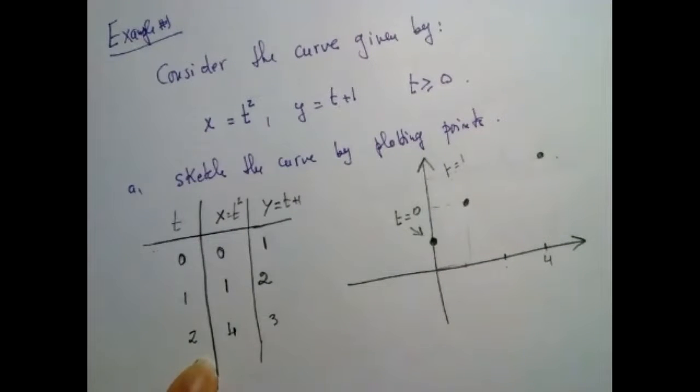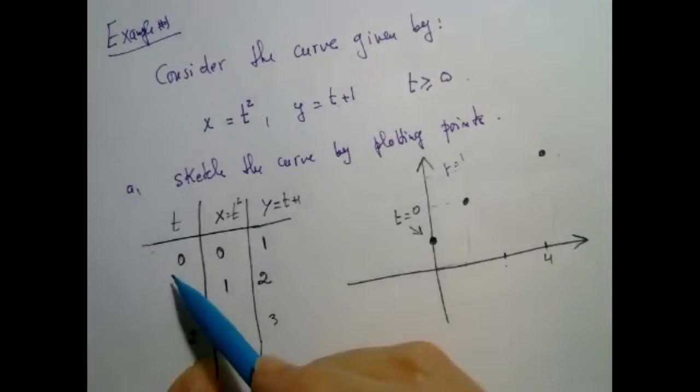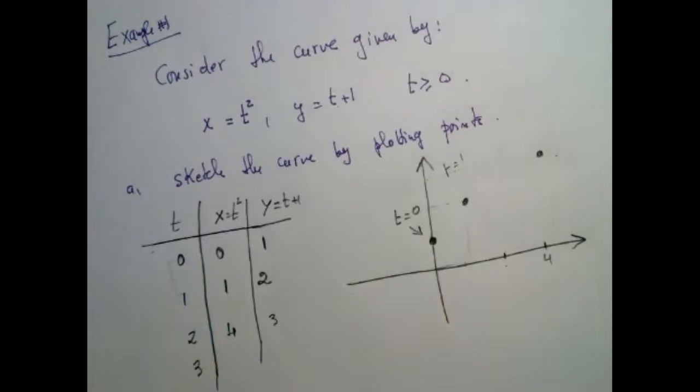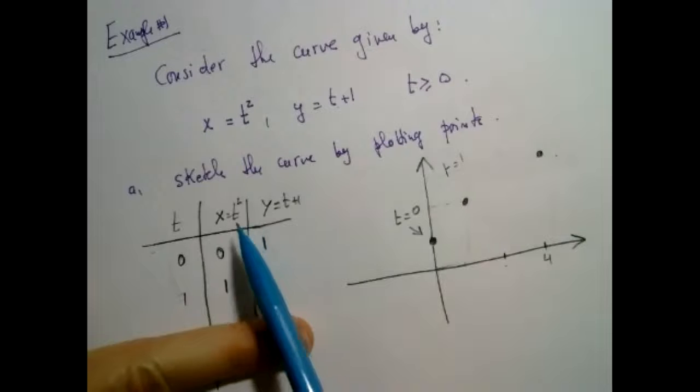Okay. Now what's happening in between? Before I keep going and taking more points, let us understand what's happening in between. Between 0 and 1, what's happening to the x coordinate?